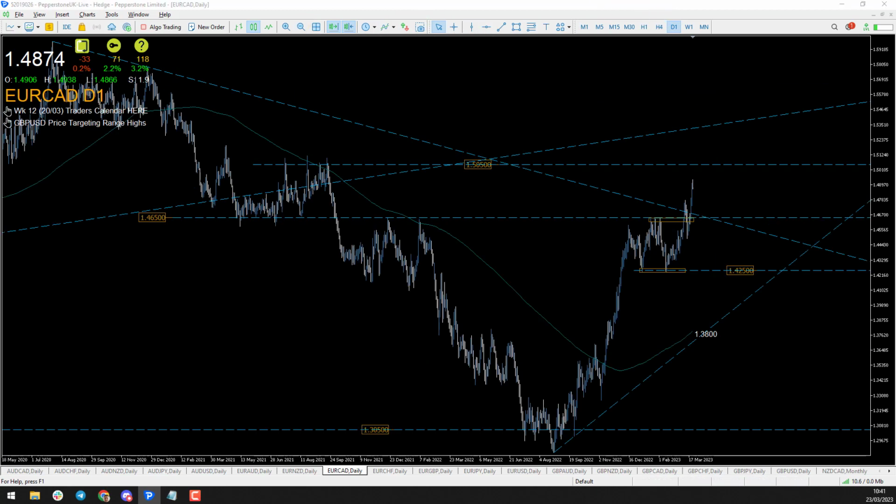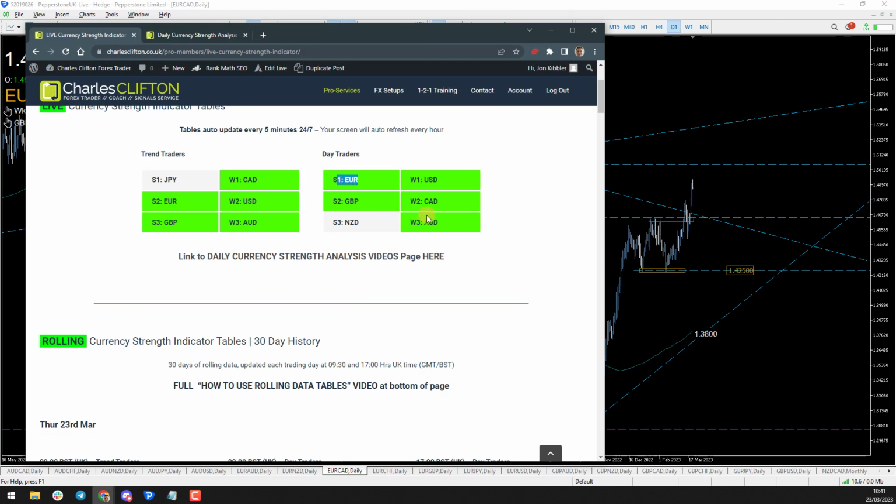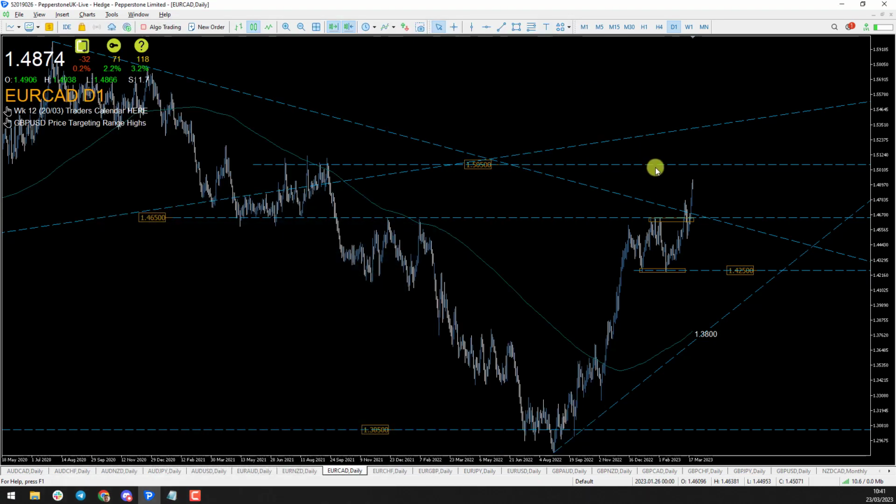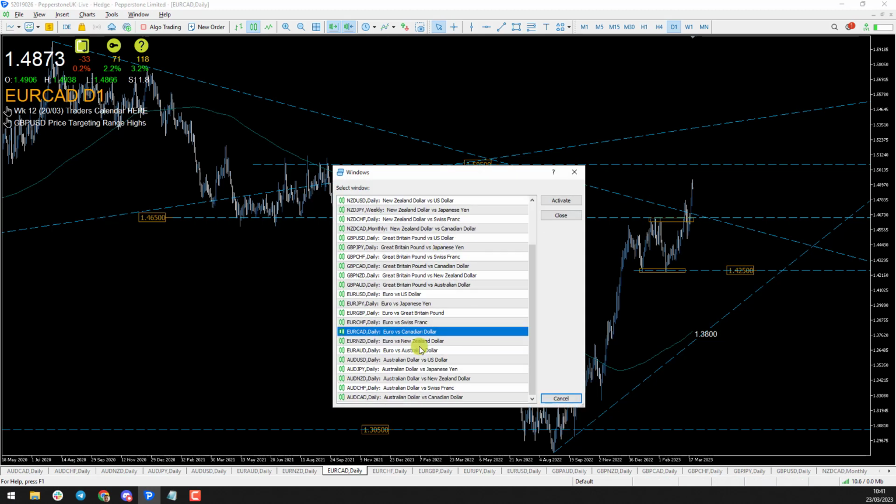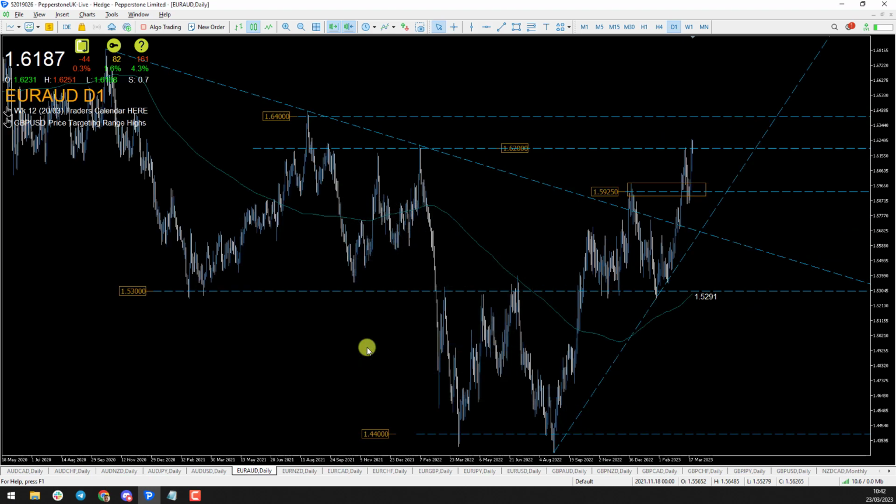Now, the other chart of interest from the tables was EURAUD. We might have a quick look at EURUSD as well. We did take a look at EURUSD in previous videos, so we can take a look at that as well. But EURAUD, I really like the look of an opportunity on as well, in terms of we've come up into a big level of resistance.